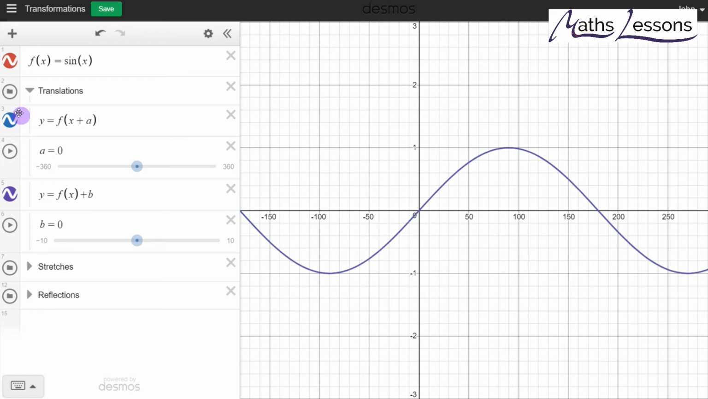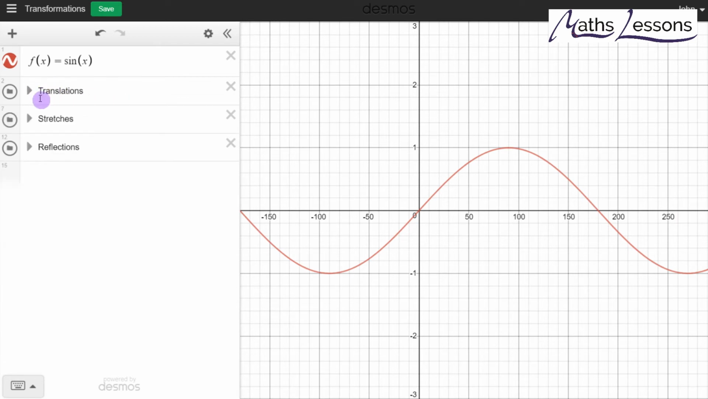And then when we look at this graph, what happens if I change the value of b? Well, it's 0 at the moment. If I make it bigger, I move the graph up by b. So if I make b 2, you can see where it crossed the y-axis is moved up to 2. And if I make it negative, it will shift it down by that amount. So you can see what that does.